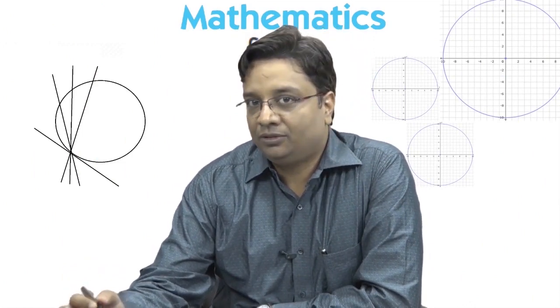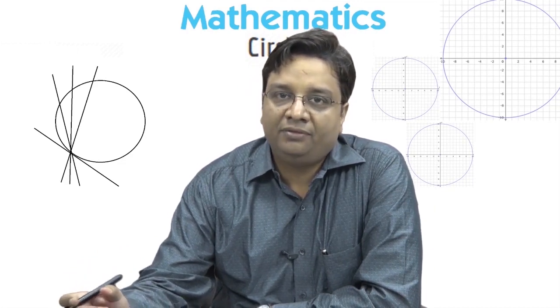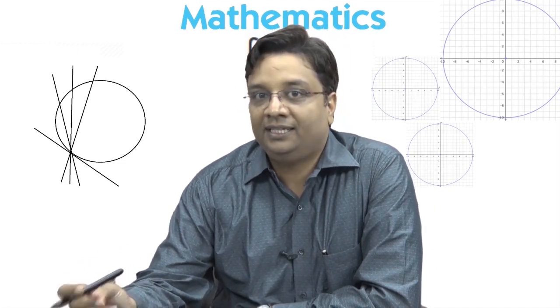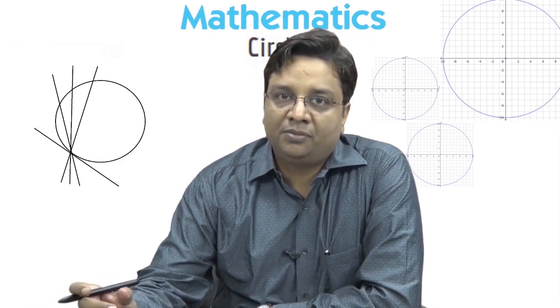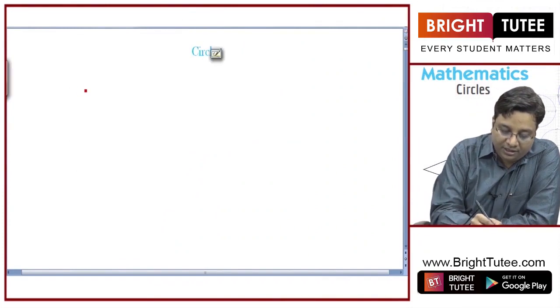In the previous lecture on circles, we discussed various properties of a circle and the notion of a tangent to a circle, right? In this chapter, we will discuss tangents from a point to the circle and various questions related to that. So let's start with this lecture.